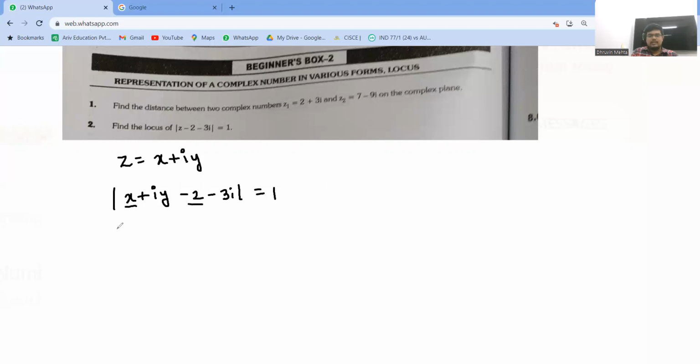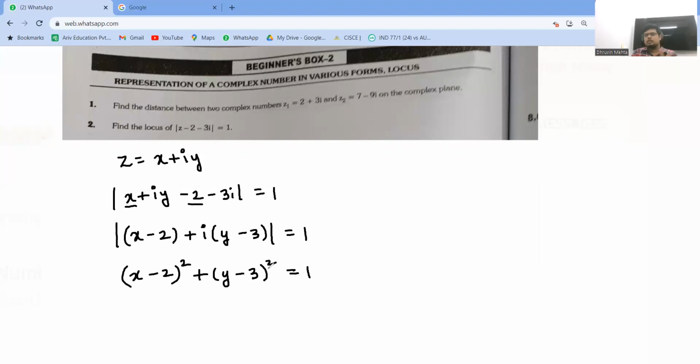So we have x minus 2 as the real part and i common लेके y minus 3 आएगा यहाँ पे. तो ये होगा x minus 2 the whole square plus y minus 3 the whole square equal to 1, because squaring both sides कर दिया मैंने. 1 square is 1. Can you recognize what is this? Is it circle, parabola, ellipse, hyperbola? Do you know what is this?